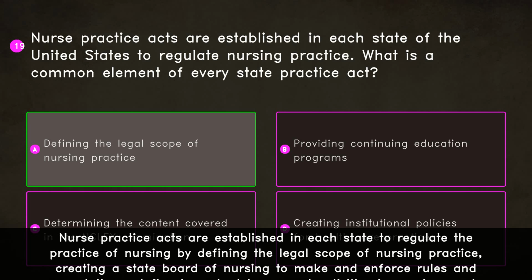The acts do not determine the content covered on the NCLEX, but they do have the legal authority to allow graduates of approved schools of nursing to take the licensing examination. The acts also may determine educational requirements for licensure, but do not provide the education. Institutional policies are created by the institutions themselves.